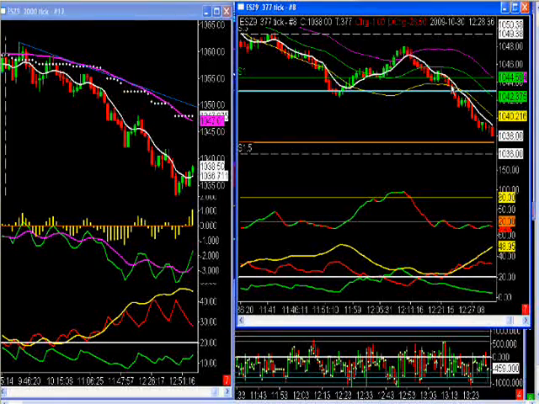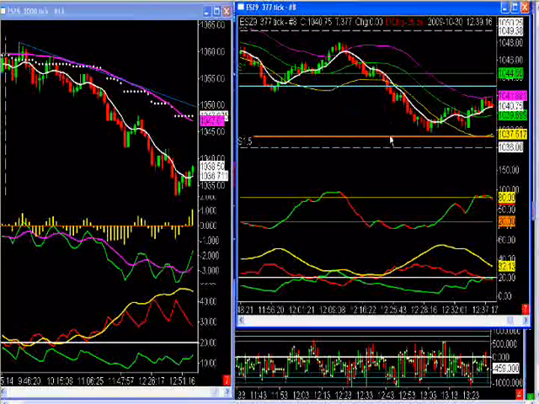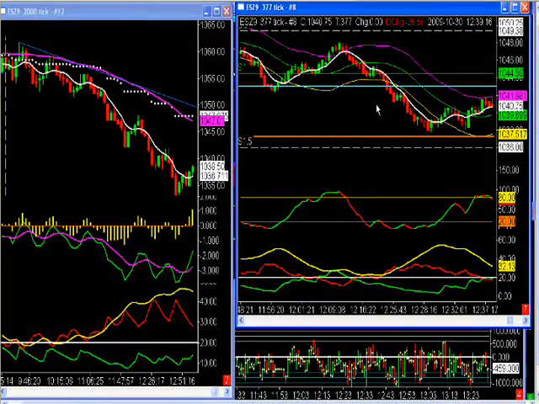You're under the support area. You've closed outside the channel. Your yellow line is above 20, so you're good to go. Again, knowing where your support is, you've got a long ride down, so another excellent opportunity to take that.